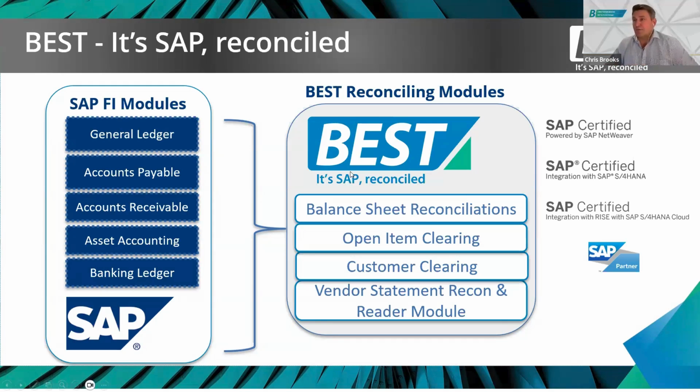Just to note, we have our four modules. We have a balance sheet reconciliation module for managing, automating month-end reconciliations directly in SAP with online approvals and management reporting. We have the open item clearing module, which we'll be focusing on today. I'll get into that in terms of really optimizing clearing open items within SAP itself. And then two sub-ledger modules.